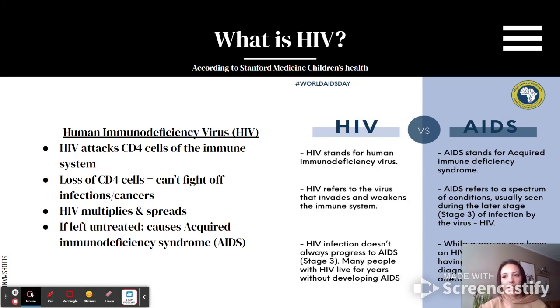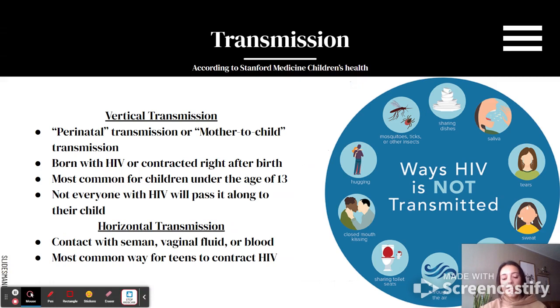So this is a virus that attacks the CD4 cells whose job is to fight infection and certain cancers. HIV then multiplies and spreads throughout the body, and so without treatment, it can eventually advance to acquired immunodeficiency syndrome, otherwise known as AIDS. AIDS is the most progressive stage of HIV, and you can see in that chart the differences between HIV and AIDS, as you might not be familiar with exactly what the difference is. So I'll let you go ahead and read that if you'd like.